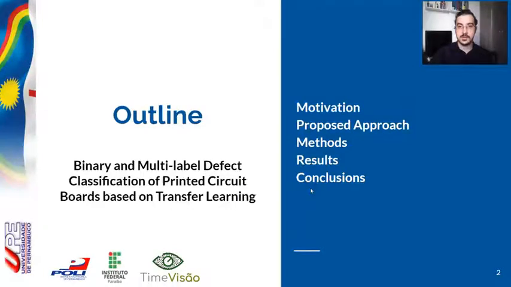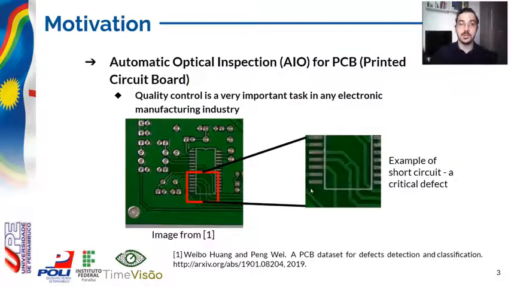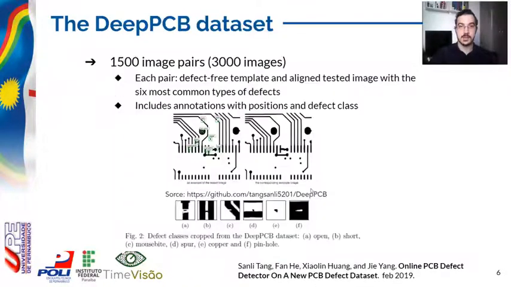At first, we are going to talk about motivation, then we are going to discuss the proposed approach, following the methods, and finally, results and conclusions. Our motivation is automatic optical inspection for printed circuit boards. We know that quality control is a very important task, and most of the electronic equipment has printed circuit boards inside it. Here we have an example of a short circuit. There is a critical defect.